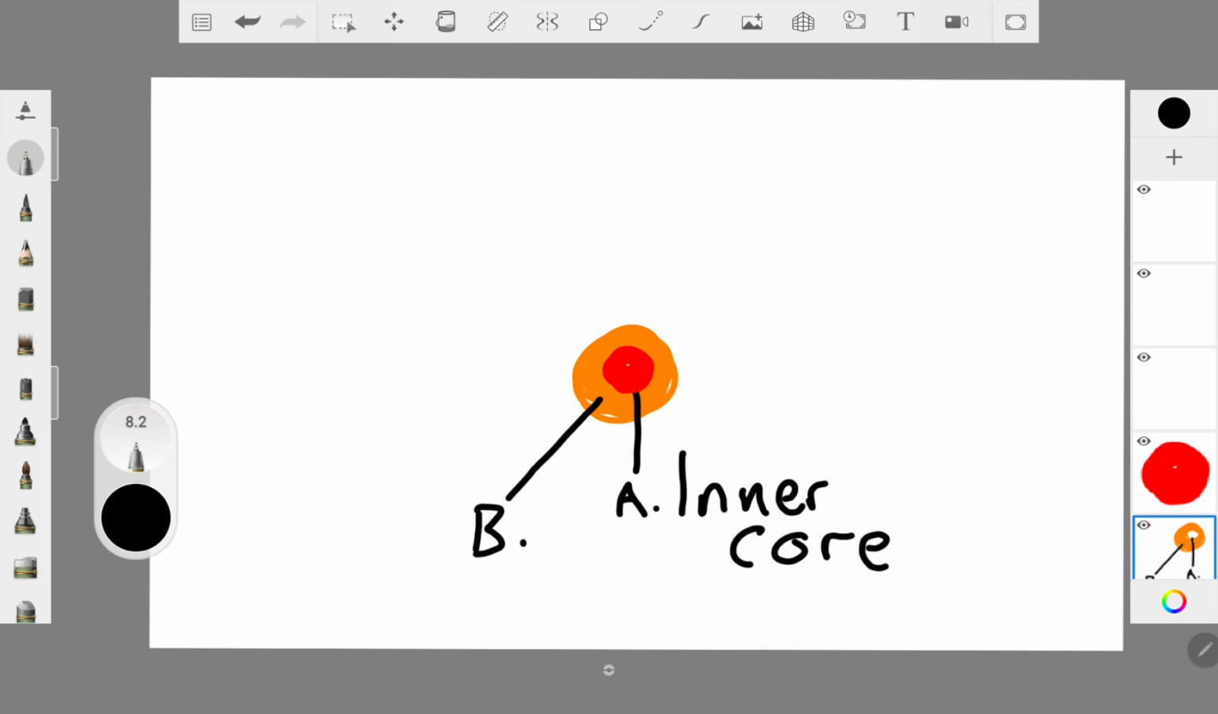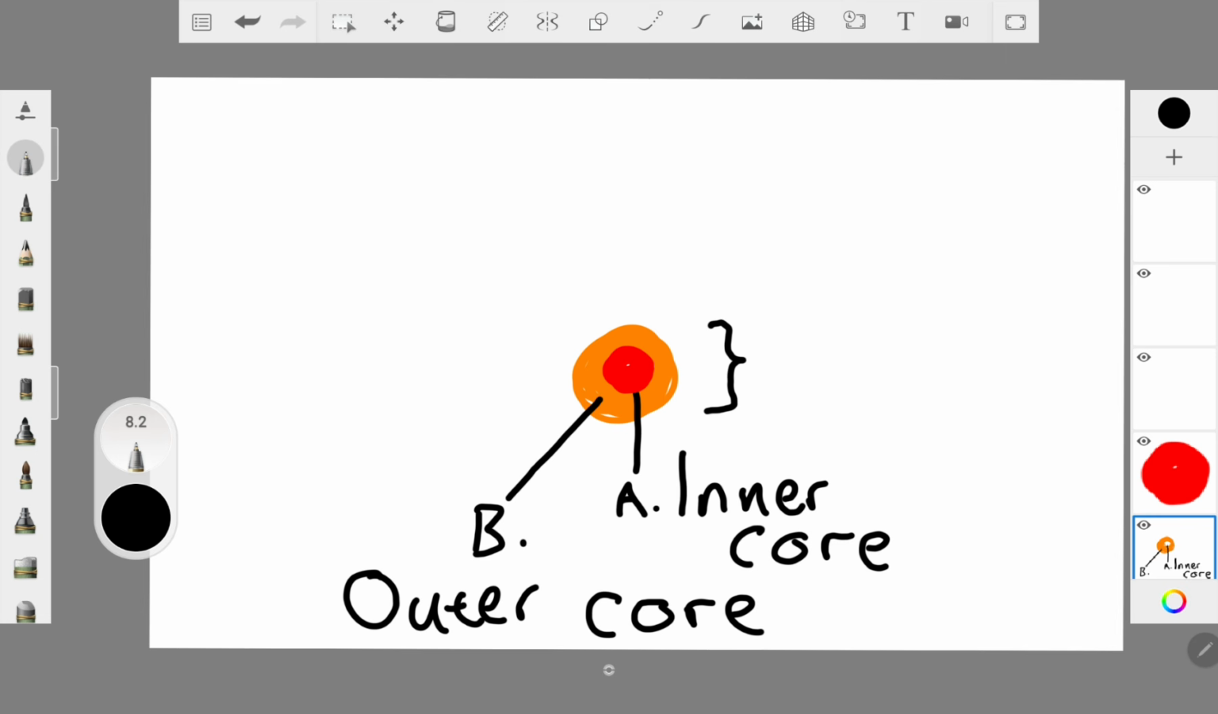And logically, which one would B be? B would be the outer core. Together, these form the center of our planet. Now, I want you to tell me, what is the total mass the inner and outer core make up of the Earth? Good. Together, the inner and outer core account for about 30% of the Earth's total mass.